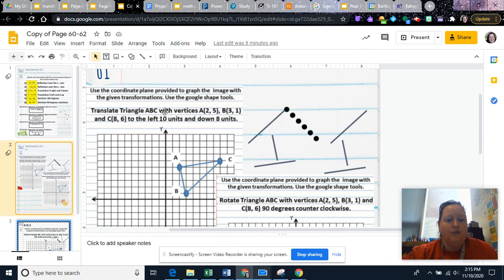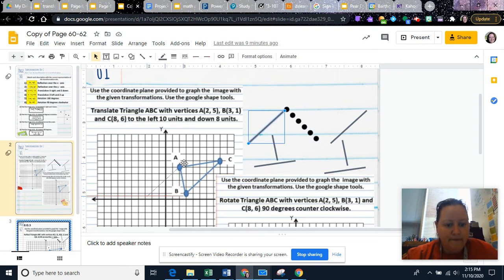So looking at page 61, it says use the coordinate plane provided to graph the image with the given transformations. Use Google Shapes tool. I gave you lines and points to come up with it. Right now, you have triangle A with a coordinate of 2, 5, B is at 3, 1, and C is at 8, 6. And it says to take it left 10 and down 8.